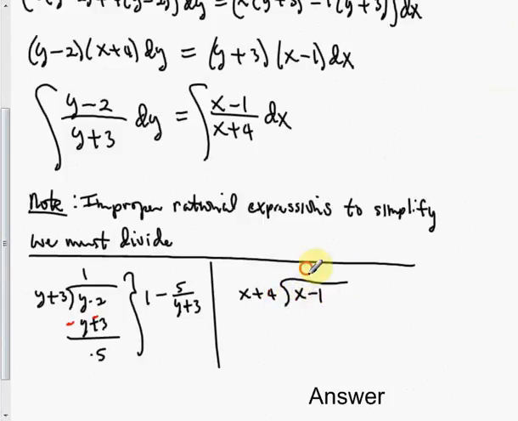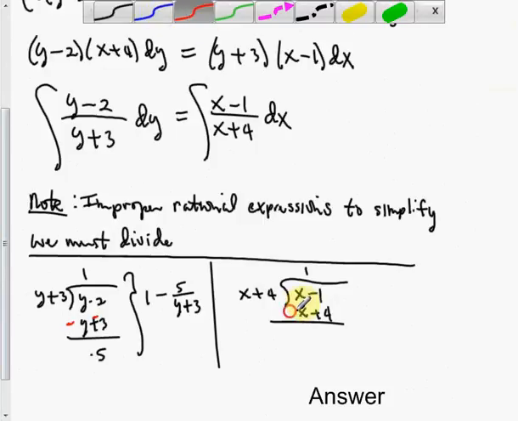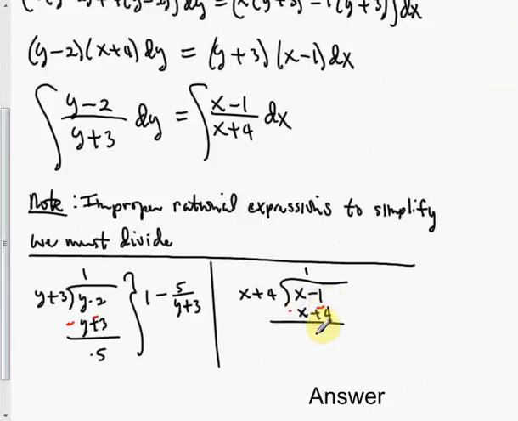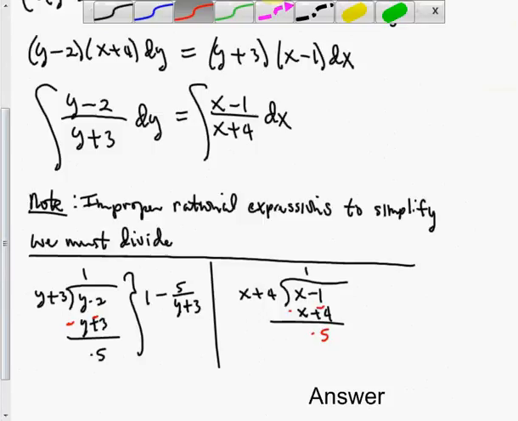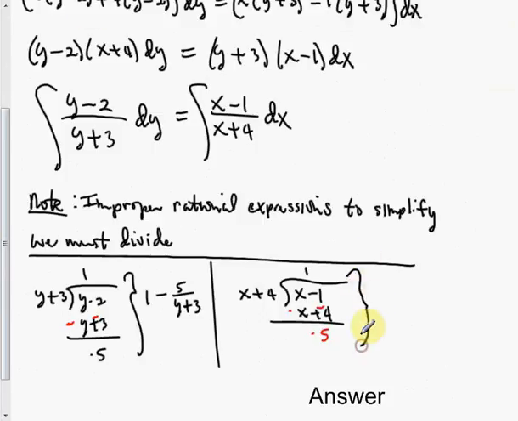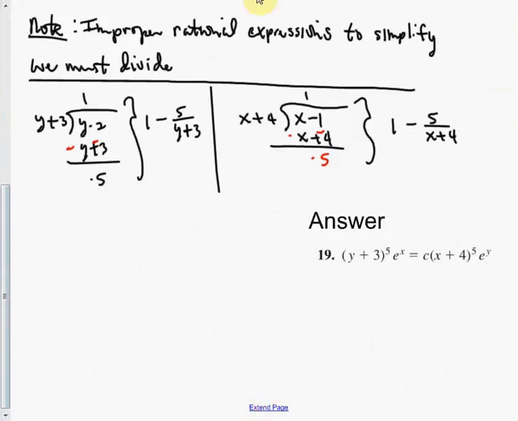So x goes into x 1 times. 1 times x is x. 1 times 4 is plus 4. We draw a line and subtract. So this becomes negative here, becomes negative there. We have remainder 5. So this is 1 minus 5 over x plus 4. Don't need the answer sitting right there in front of us right now.